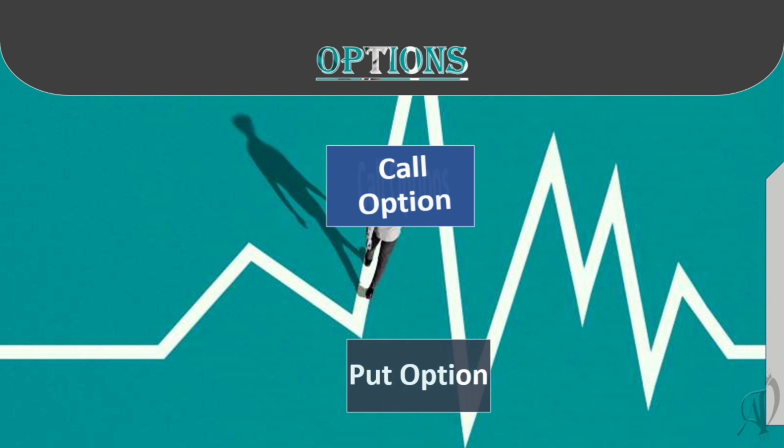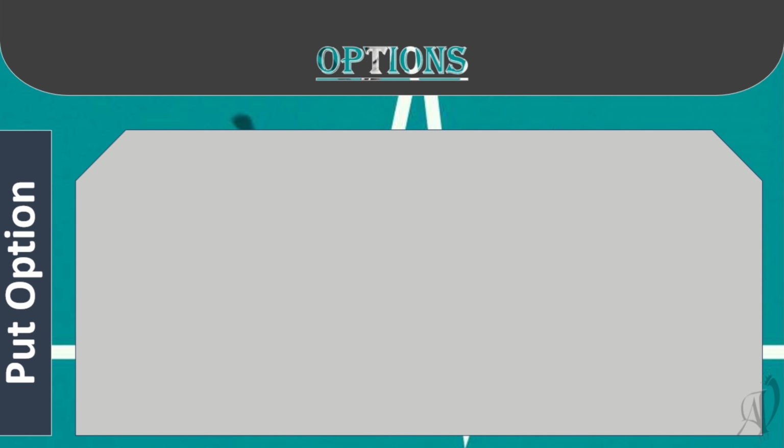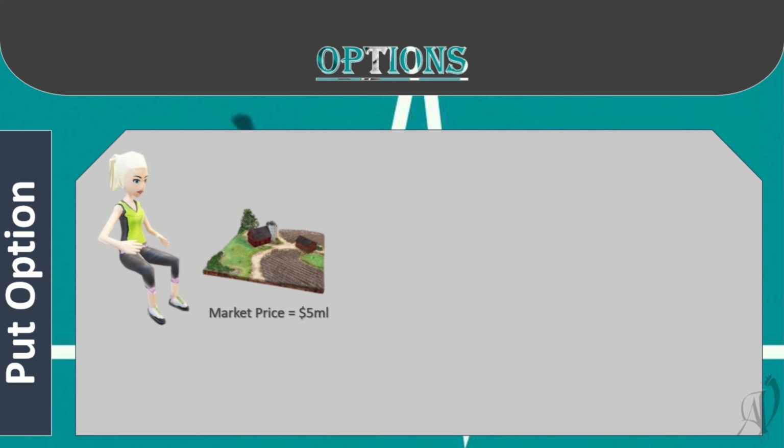Now next is the put option. A put option gives the buyer the right but not the obligation to sell the underlying asset at the agreed price on or before the agreed date. For example, let's assume Jenny is the owner of a dairy farm whose market price is $5 million.